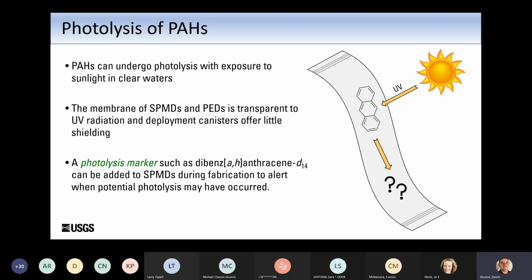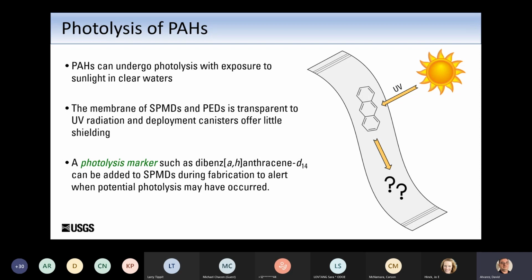Another concern is with some light sensitive chemicals such as PAHs that can undergo photolysis even after they have been sampled inside the device. The polyethylene membrane used in SPMDs and PEDs is transparent to UV radiation, so that UV radiation can penetrate the membrane and degrade the PAHs inside the sampler. This is a real problem in shallow clear waters, and if you're doing offshore studies where maybe you have deeper water but it's clear, but you have a white sandy bottom, it's also a huge issue there because you get a lot of reflection of the UV rays off that sandy bottom right back up to your samplers.